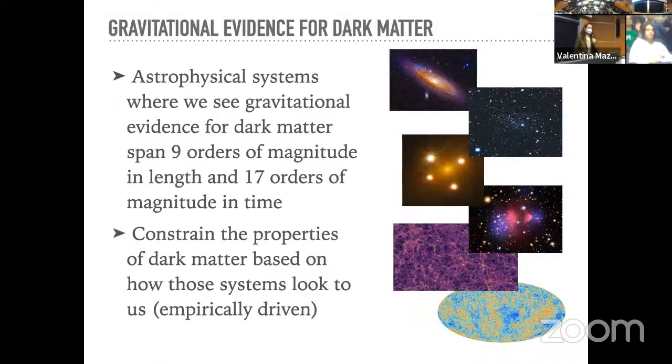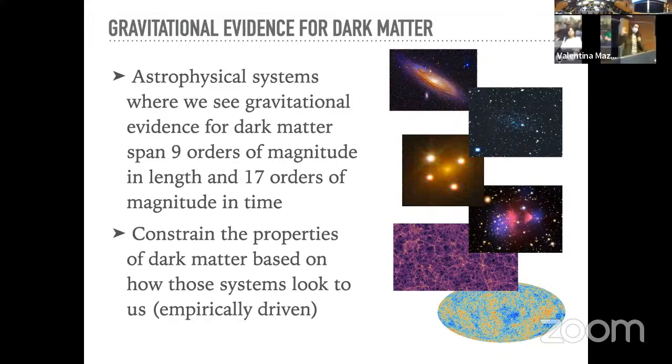So for the remainder of my talk, I'm going to tell you a bunch of gravitational pieces of evidence for the existence of dark matter. And I'm going to be focusing on a wide variety of astrophysical systems, kind of doing a flash tour. And they span a huge range of different physical length scales, so 9 orders of magnitude in length, also a huge range of time scales, so from the earliest moments of the universe to the present day, okay?